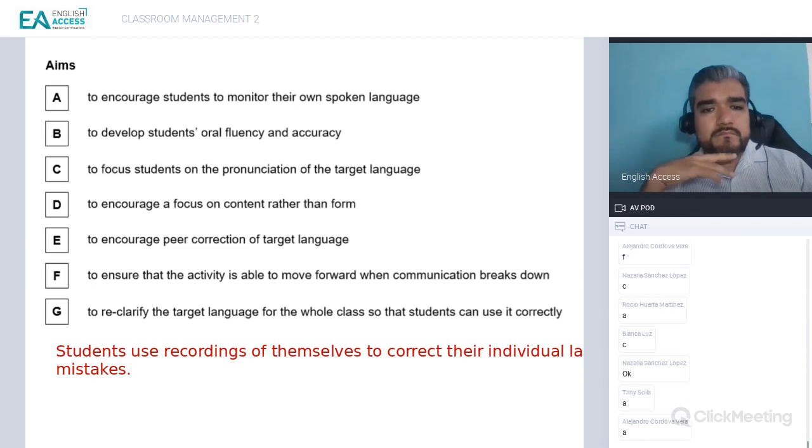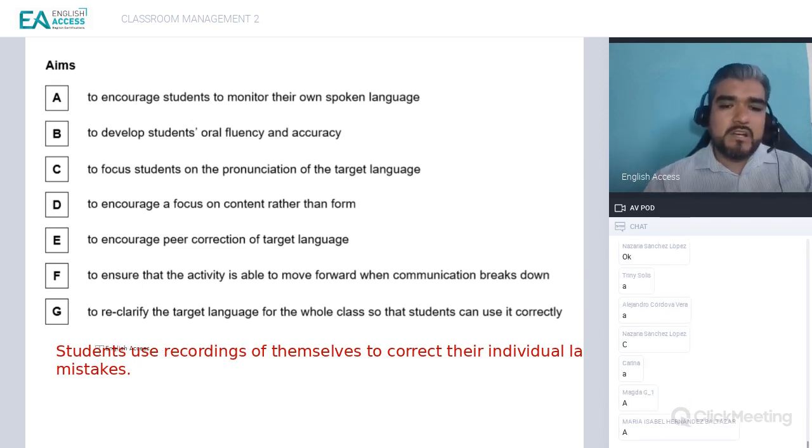Yeah, good job. It's the letter A, to encourage students to monitor their own spoken language. Yes, good job, everyone. And let's go to the last activity before we move on to another topic, and actually the last topic.